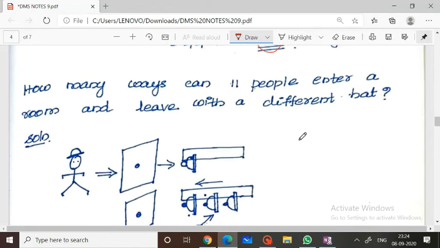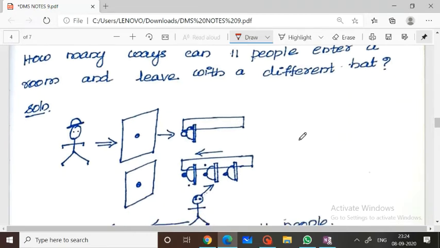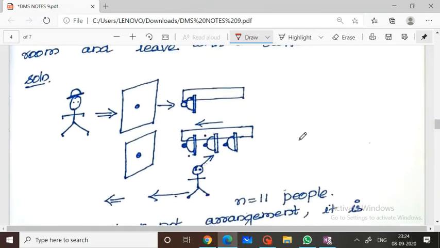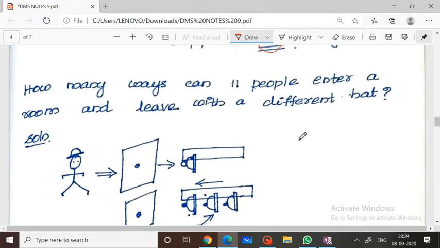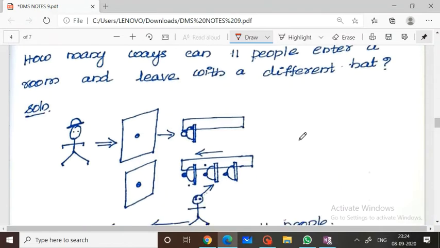How many ways can 11 people enter a room and leave with a different hat? So 11 persons are entering a room and they are having a hat and they have to leave with a different hat. That means they have to replace their hat in the room and take a new one. So 11 members are there. How many ways are there? What the ways are, they didn't ask.